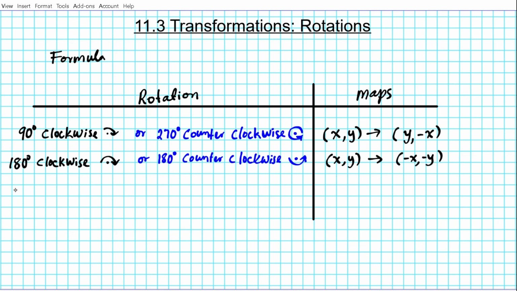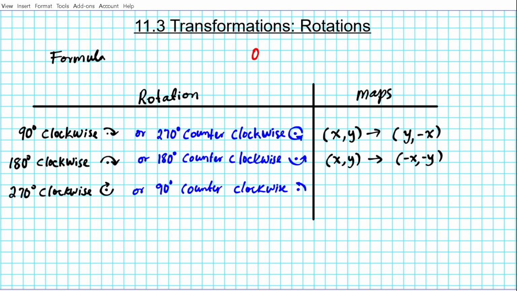All right, and then the last one we need to know is 270-degree clockwise. Alrighty, so if we have a 270-degree clockwise rotation, that is the same thing as a 90-degree counterclockwise rotation. Something to keep in mind just as a side point.